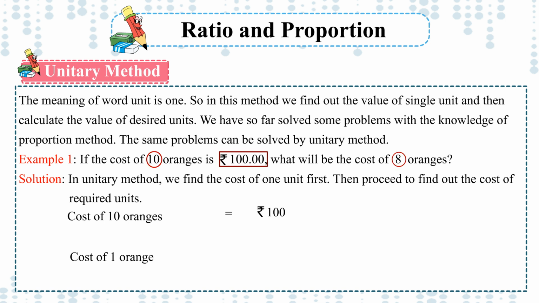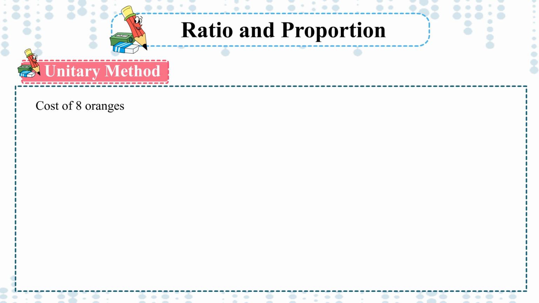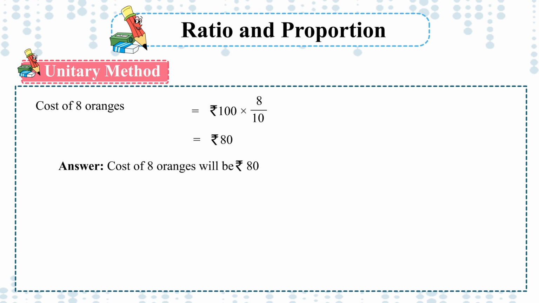Cost of 1 orange is equal to rupees 100 upon 10. Cost of 8 oranges is equal to rupees 100 multiplied by 8 upon 10, which is equal to rupees 80. Answer: the cost of 8 oranges will be rupees 80.